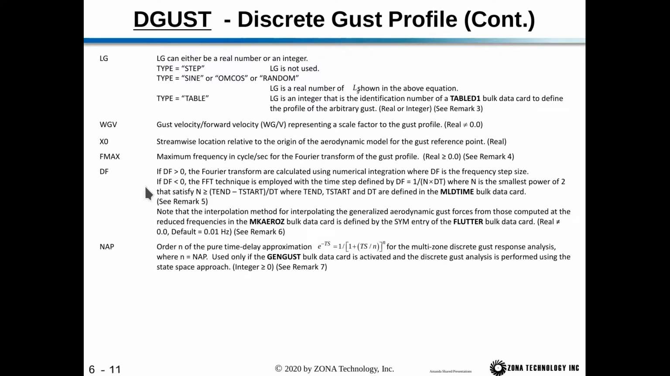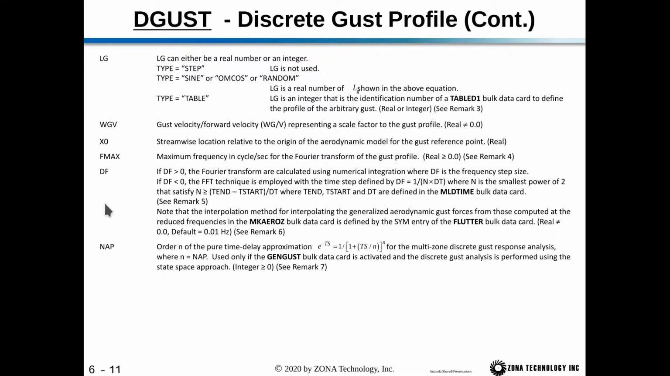So if df is greater than 0, then the Fourier transforms are calculated using numerical integration, where df is the frequency step size. And if df is less than 0, then the fast Fourier transform technique is used, where the time step is defined to be df is 1 over n times dt, where n is the smallest power of 2 which satisfies this equation, where tn, t star, and dt are defined in the MLD time card.